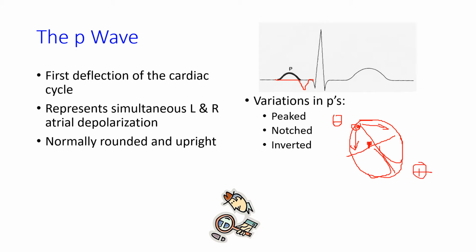Now, if your AV junction fires, it goes in the opposite direction. So, as you can see, it's going from a positive to a negative. And what that does is it produces a negatively deflected P wave because it's going in the opposite direction. So that usually is indicative that it came from the junction.